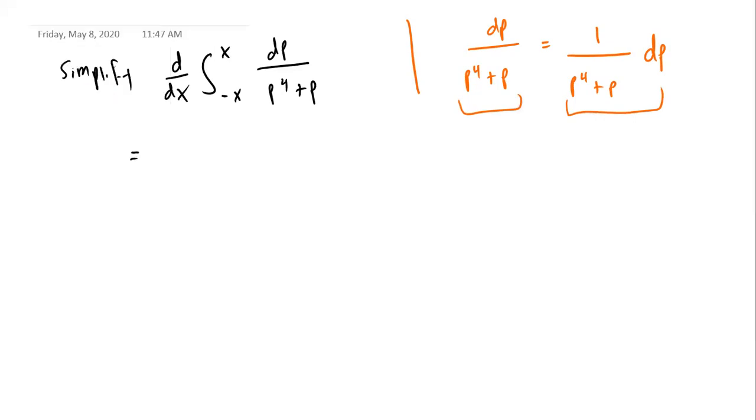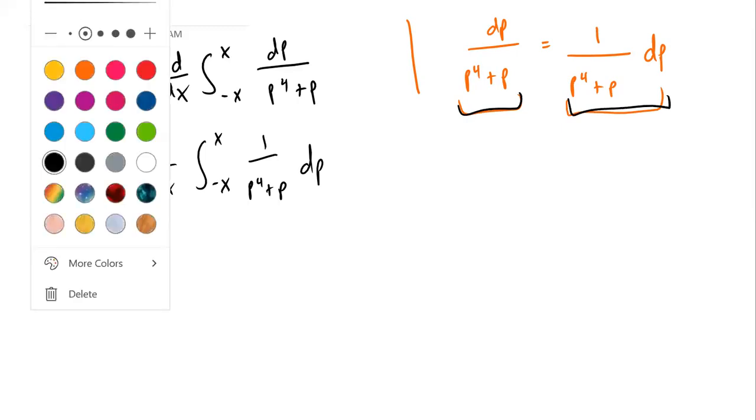So this is saying find the derivative of the integral from negative x to x of 1 over p to the fourth plus p dp. It's the same thing, so don't get confused by that. Usually, whenever you have a fraction that you're integrating, they're always going to write the dp as part of the numerator of the fraction. But that's just notation-wise. In meaning, this means exactly the same as this. So that's the first thing to note. Now let's try to do this problem.